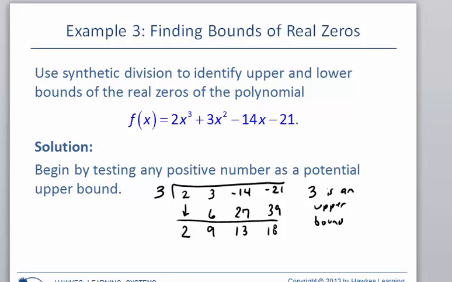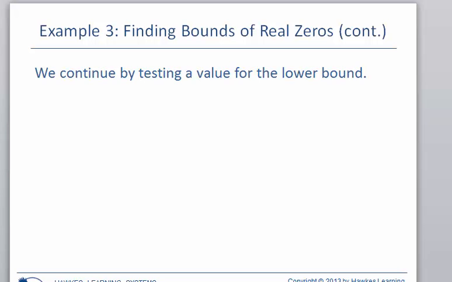All right, so now that we know the upper bound, let's work on the lower bound. We want to do the same thing. We want to test a negative number for the lower bound. And again, you're better off to select something that is relatively small. So maybe I'll try negative 3. So I'm going to do negative 3 and do its synthetic division into that original problem, which remember had a 2 and 3, a negative 14, and a negative 21.